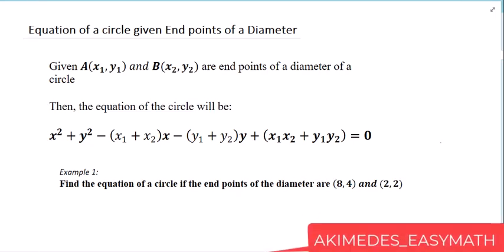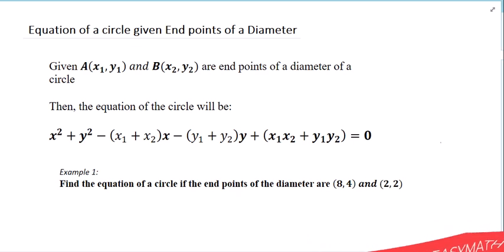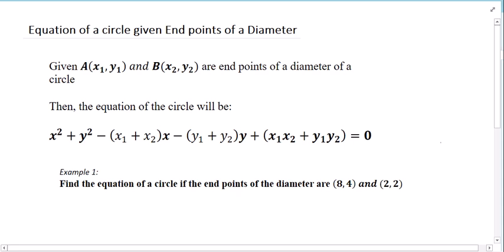Today we are going to learn how to find the equation of a circle when the endpoints of a diameter are given. So let's see this one. Given that the endpoints of a diameter are A and B, and A has the coordinates x1, y1, and B also has coordinates x2, y2, as we have it here. And we are saying that the equation of the circle will be given as what we have here.